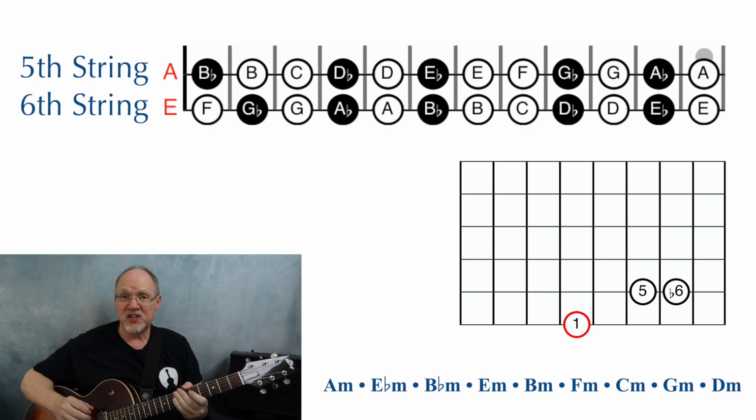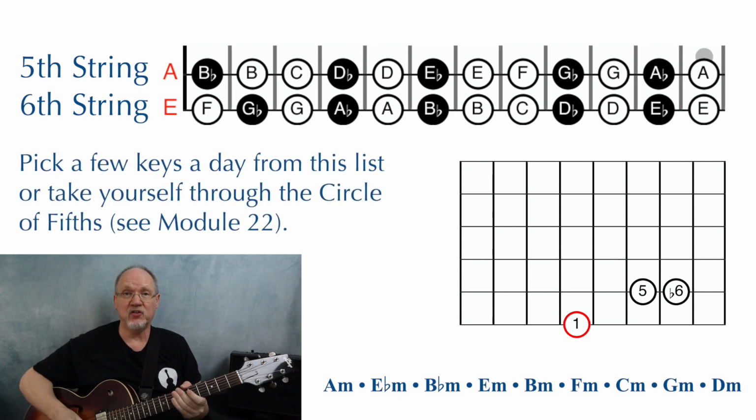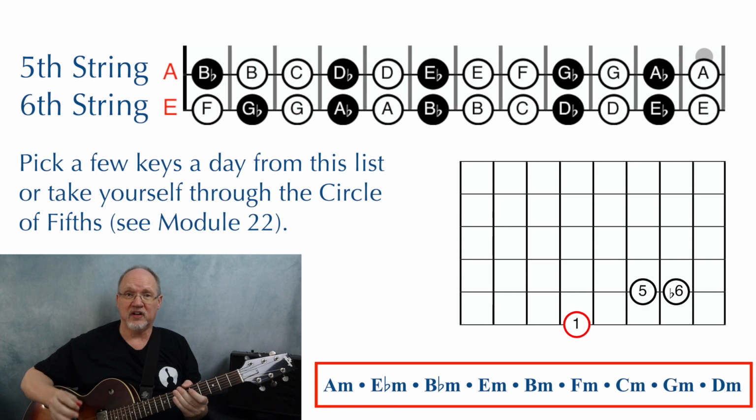At the bottom of page 157, we have this minor 1, flat 6, 5, 1 playing exercise. What I'd like you to do is pick a few minor keys a day. You could choose from this list, or you could take yourself through the circle of fifths. For this first example, we're going to choose the key of A minor.